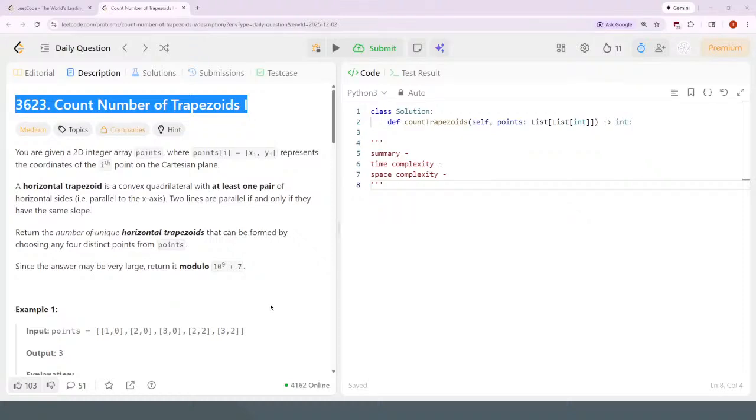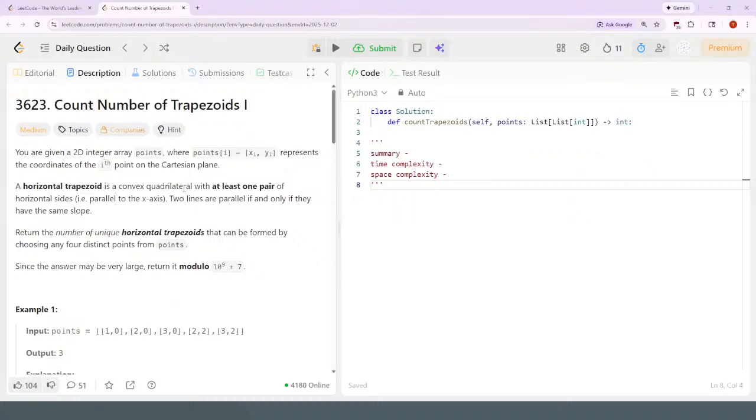See what we got here. Should be a nice medium. Alright, count number of trapezoids, part 1.